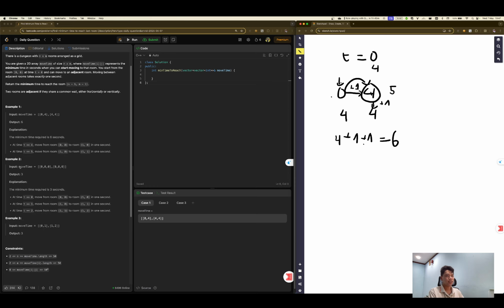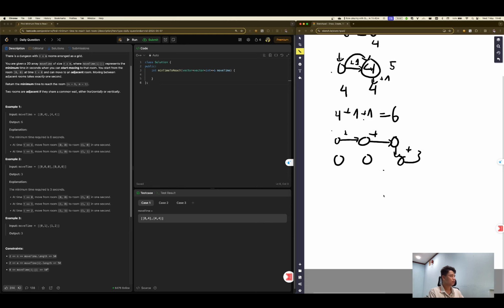Therefore example 2 requires 3. This is a 2x3 array. Because it's 0 here, you can go anywhere, so just go along the shortest path, which requires 1 plus 1 plus 1, which is 3.